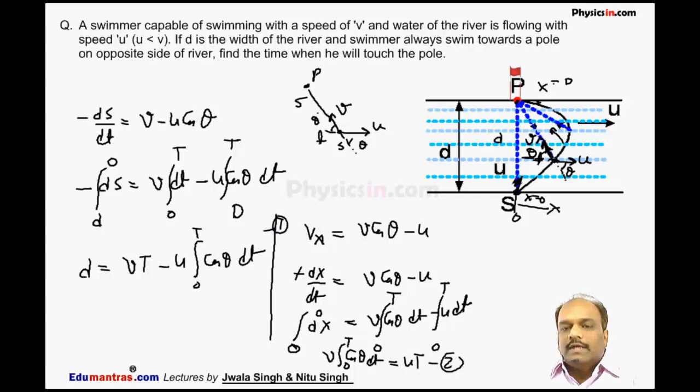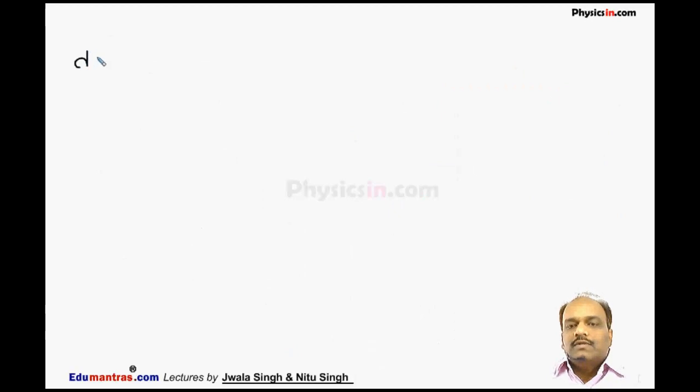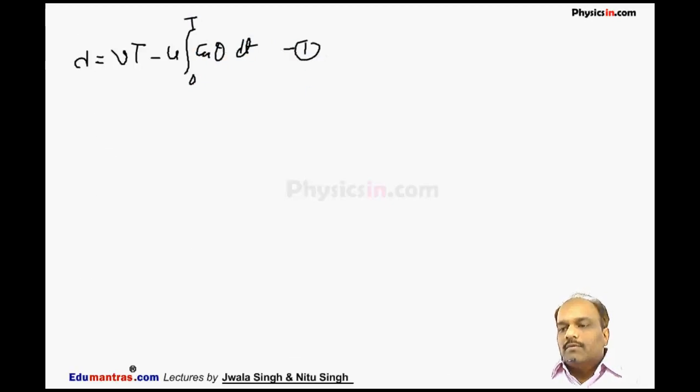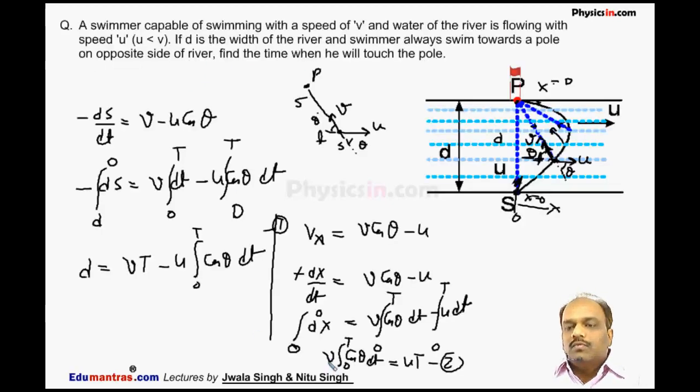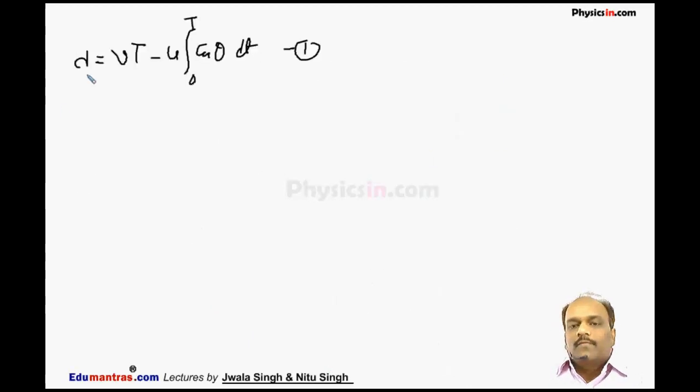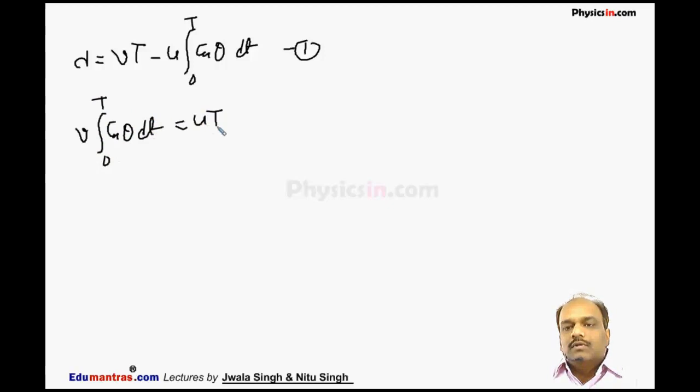Now from first and second I can say d is equal to v into t minus u integration 0 to t cos theta into dt. This is our first expression, and from the second expression we can say v integration cos theta dt from 0 to t is equal to u into t. This is our second expression.